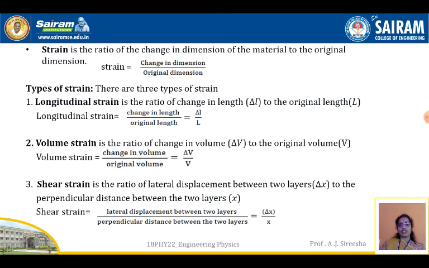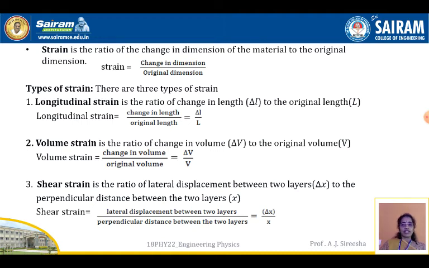Next we see strain. Strain is a ratio of change in dimensions of the material to the original dimension. It doesn't have any unit because it is a ratio; numerator and denominator units get cancelled. It is just a ratio: change in the dimension to the original dimension. There are three types of strains.